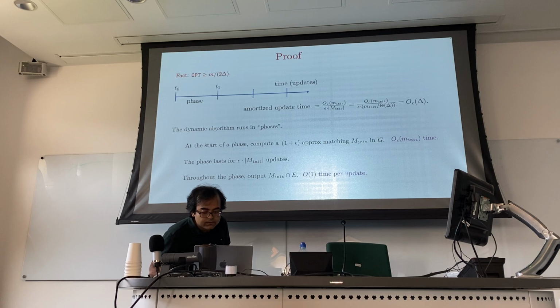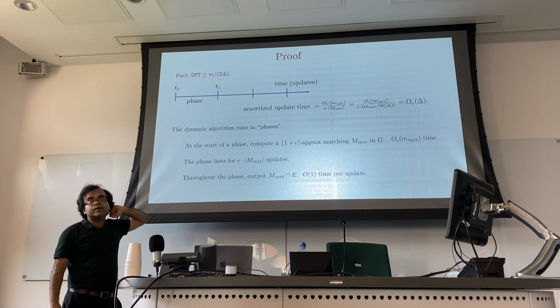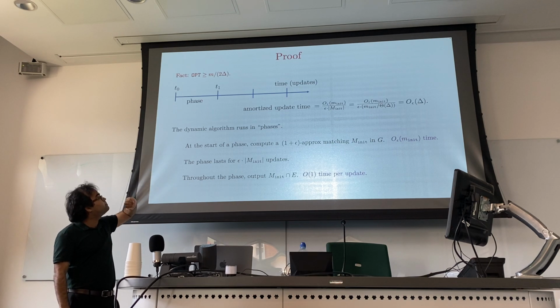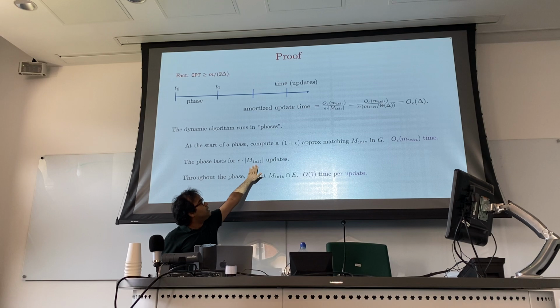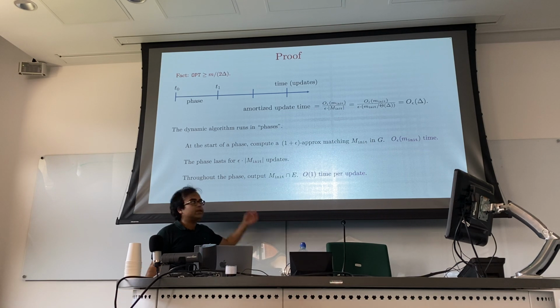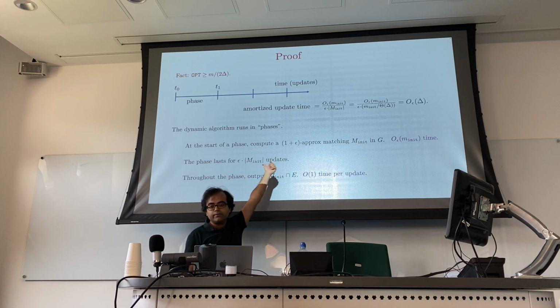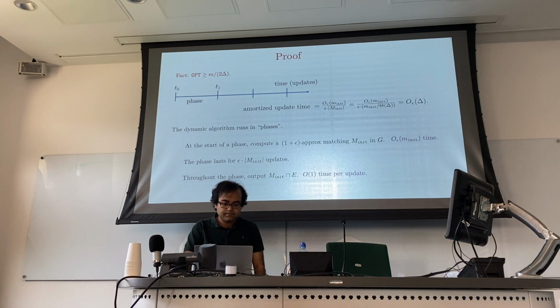And why is this giving us a 1 plus epsilon approximation? The reason is very simple. Since the phase just lasts for epsilon times M init many updates, the value of opt can decrease by only a 1 minus epsilon multiplicative factor during the phase. So whatever estimate you had at the beginning of the phase remains valid throughout the phase. And that's it. Any question regarding this?